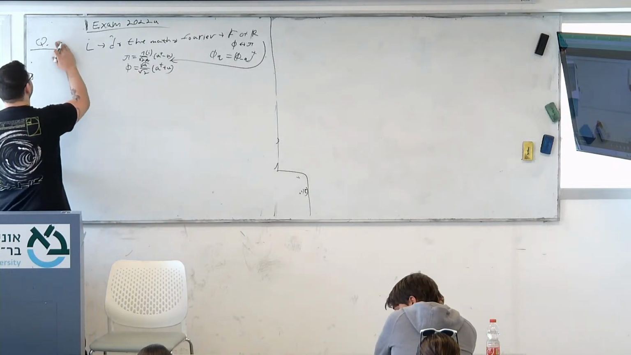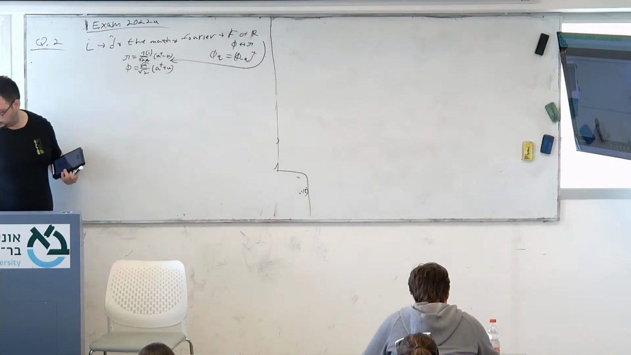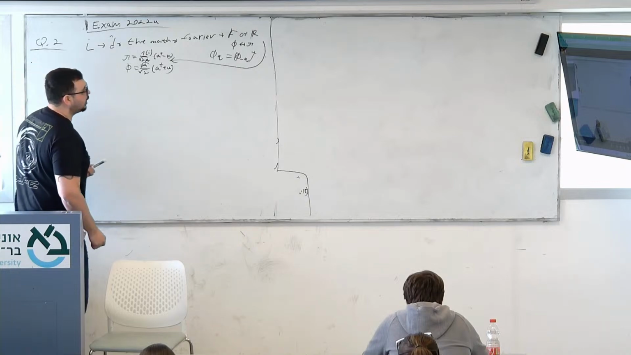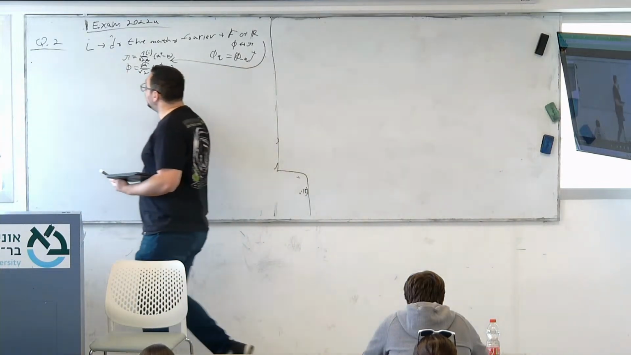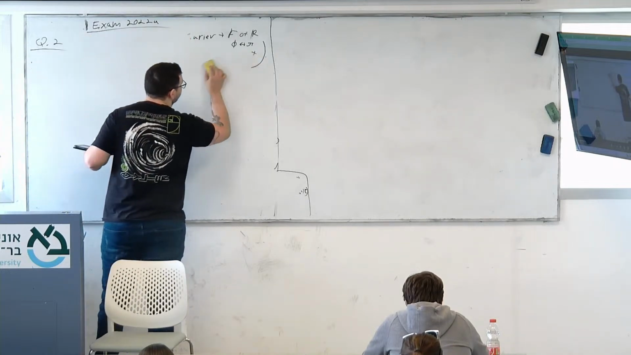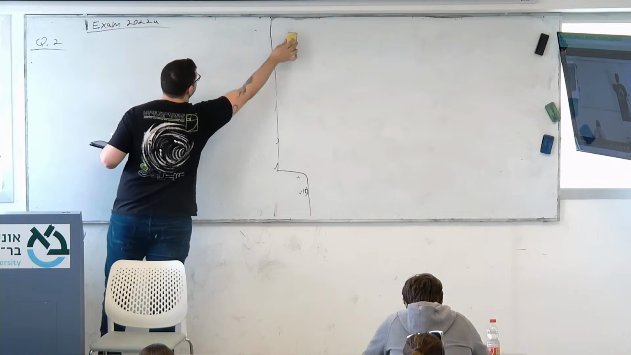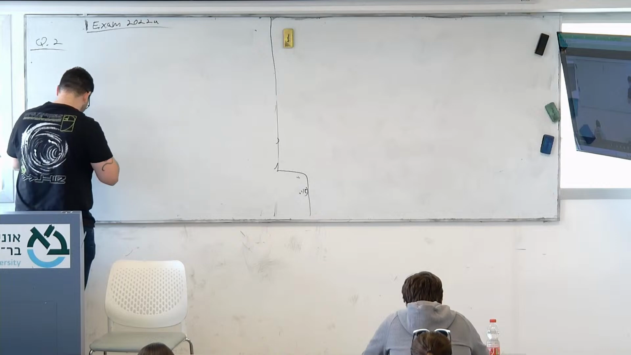It's now question 2. How do I keep losing my erasers? Right. Question 2 will always be a mean-field question. So let's do one question and then we'll talk about the rules for this question.